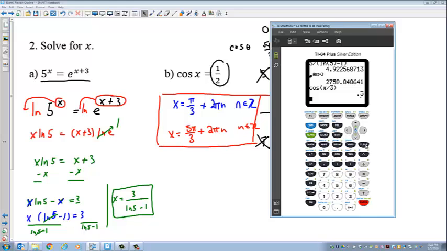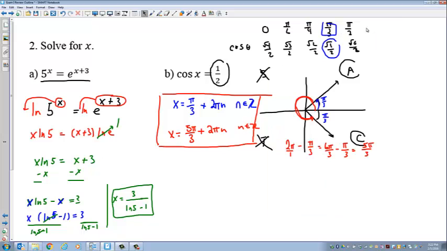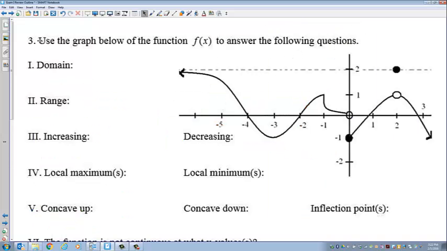And then I could also do the cosine of 5 pi over 3. And again, hopefully I get back 1/2, otherwise I did something wrong, and I do. So I'm pretty sure that I have the right answers. All right, let's look at the last one, number 3.